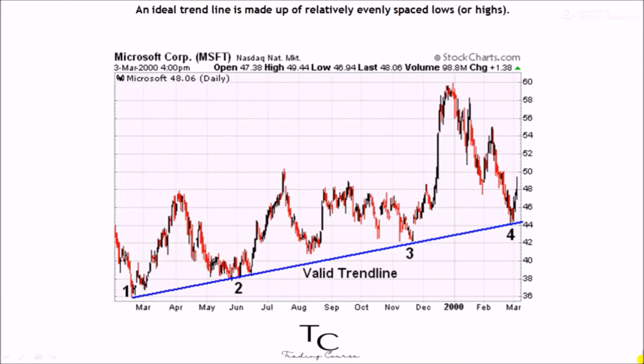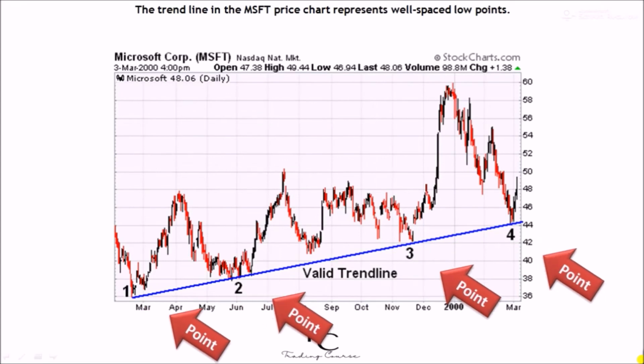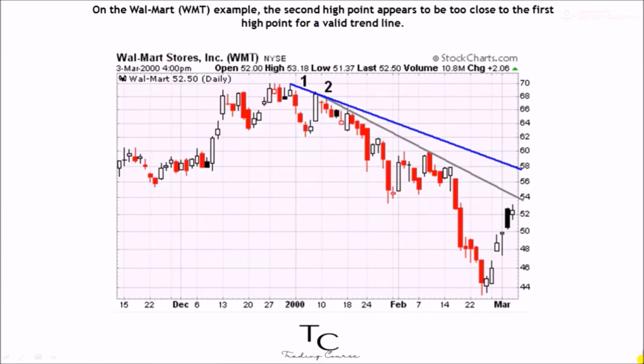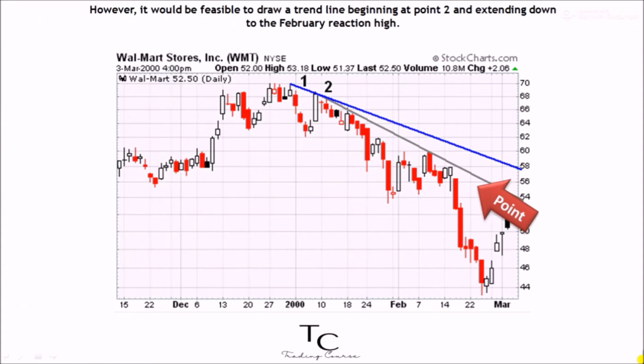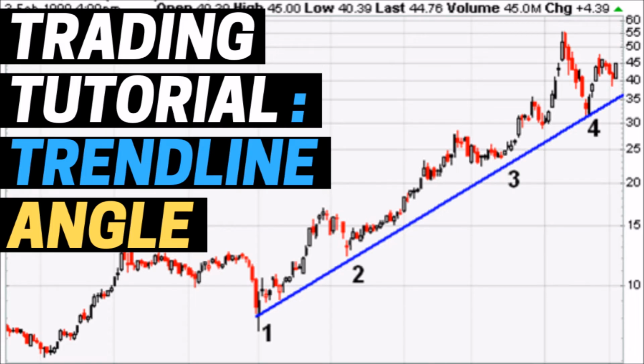An ideal trend line is made up of relatively evenly spaced lows or highs. The trend line in the MSFT stock chart represents well-spaced low points. On the Walmart (WMT) example, the second high point appears to be too close to the first high point for a valid trend line. However, it would be feasible to draw a trend line beginning at point 2 and extending down to the February reaction high.